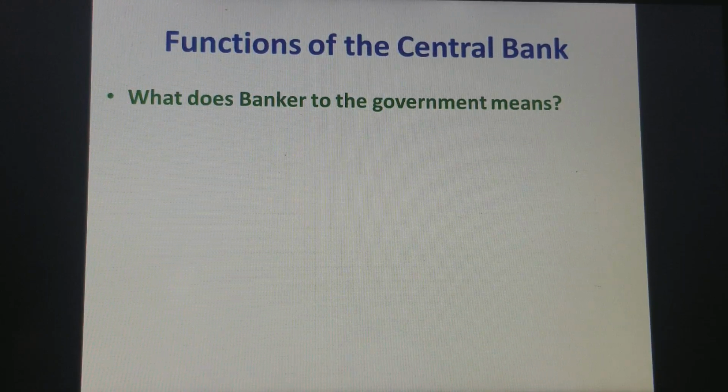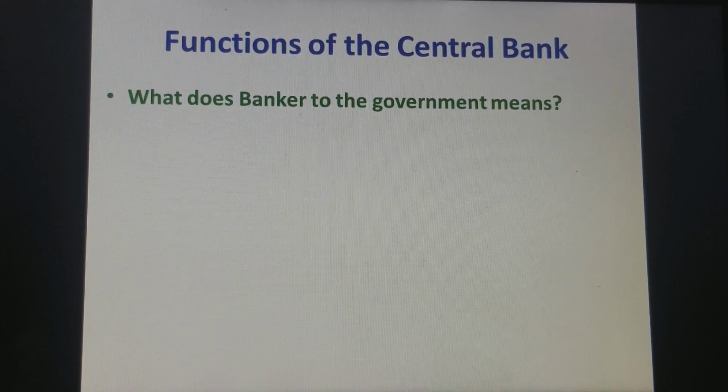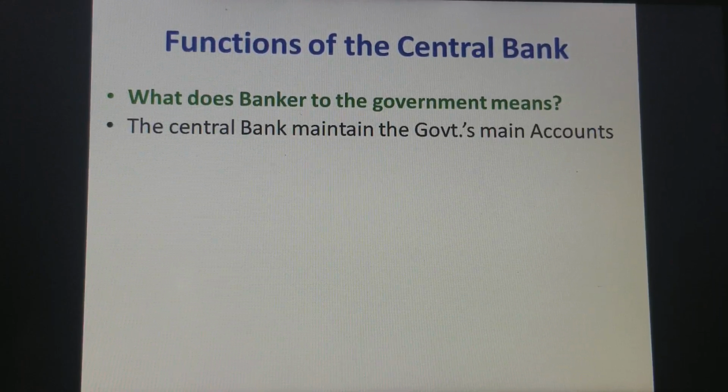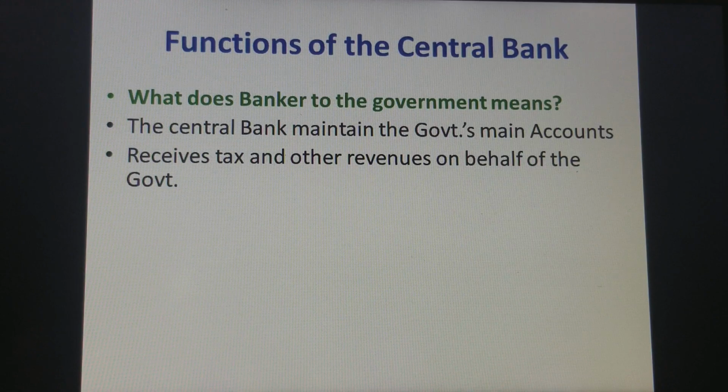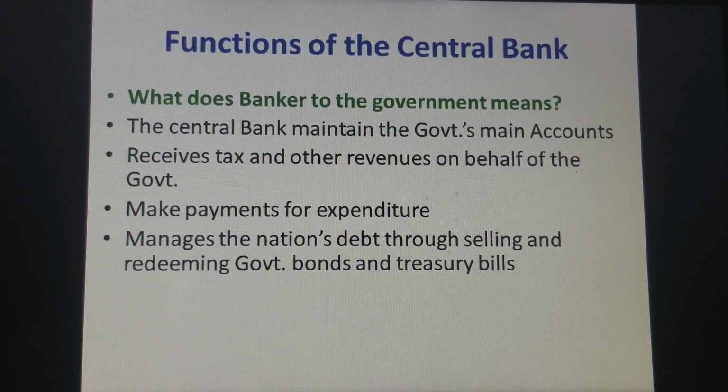Now, what does banker to the government mean? It is important that we look at these statements. We said earlier that the central bank is a banker to the government. Well, the central bank maintains the government's main accounts. It receives taxes and other revenues on behalf of the government. It makes payments for expenditure on behalf of the government as well. It manages the nation's debt through selling and redeeming government bonds and treasury bills.